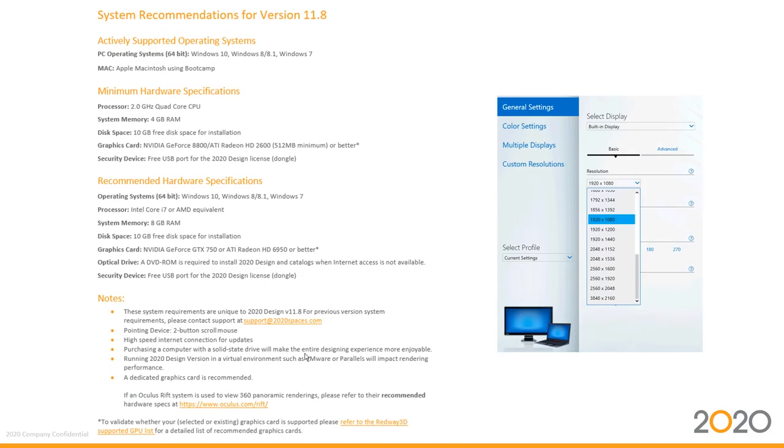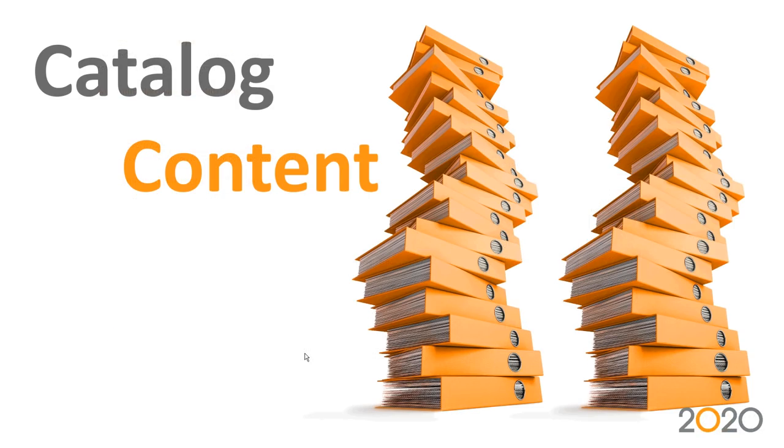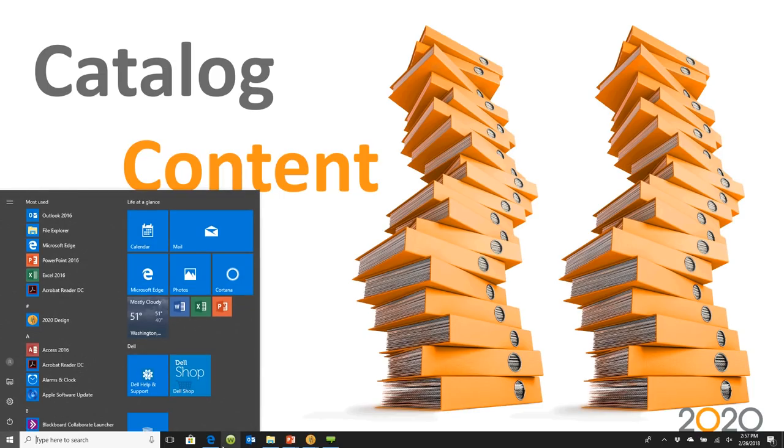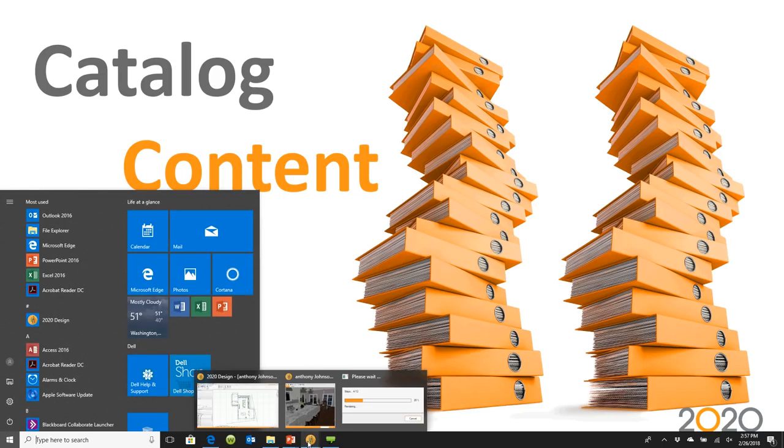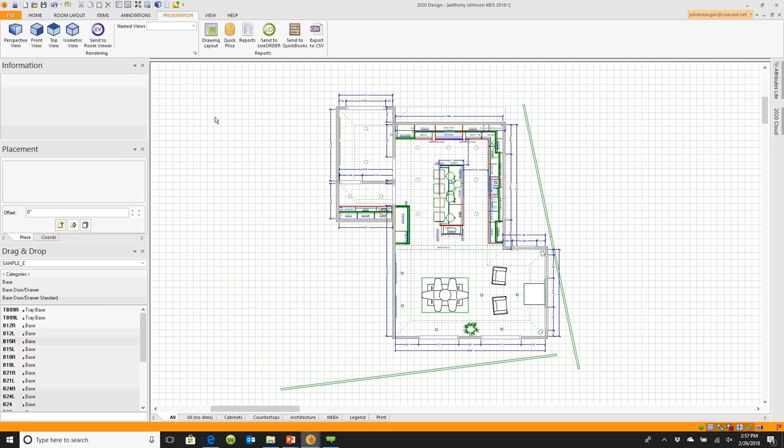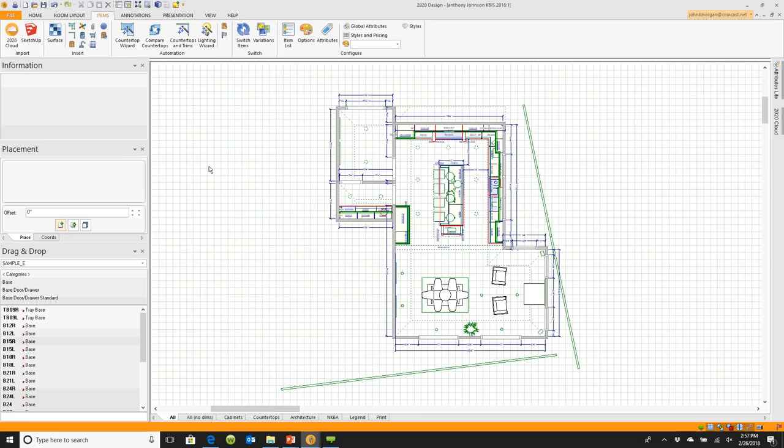Let's talk a little bit about content. I'm going to go ahead and switch over. I'm going to talk a little bit about how important content is. And before I do that, let's go back to our 2020, and I want to click on the items tab because, again, I can keep working live in 2020. Siebert says countertop wizard. Siebert says countertops and trim. And Siebert says lighting wizard.